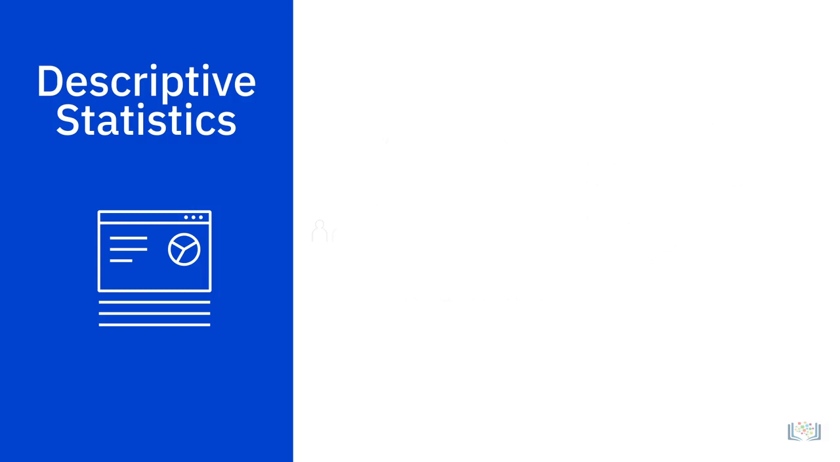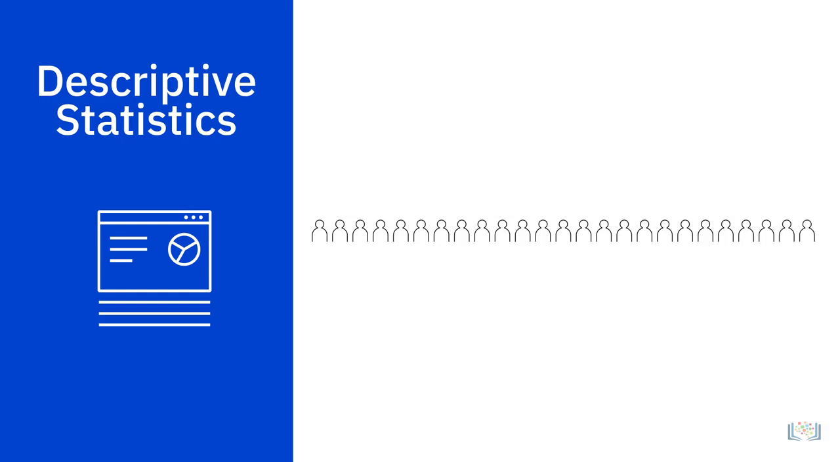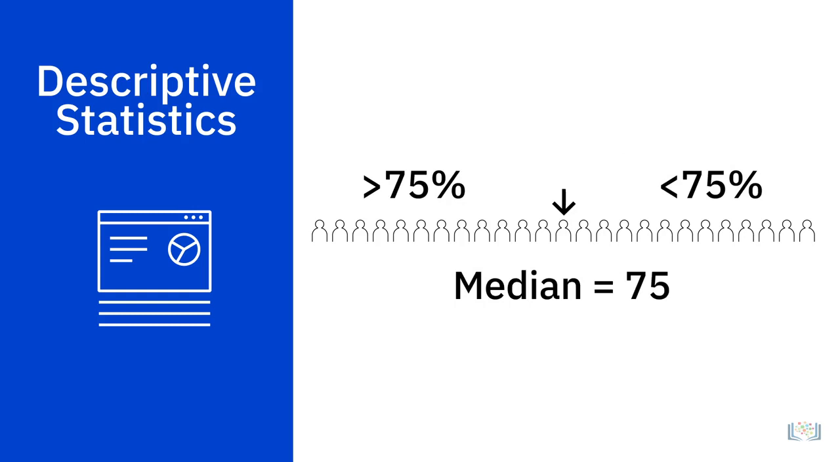If you order the above dataset from the smallest score value to the highest score value of the 25 students and pick the middle value, that is, the value with 12 values to the left and 12 values to the right of a score value, that score value would be the median for this dataset. If 12 students have scored less than 75% and 12 students have scored greater than 75%, then the median is 75. Median is unique for each dataset and is not affected by outliers.